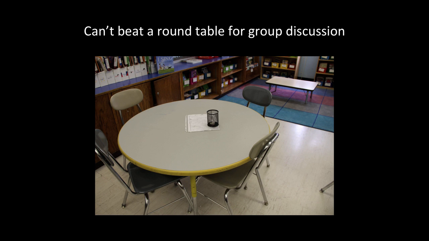Round tables are best for unison reading. They facilitate conversation in the best way. And I wanted to point out in this room, the little table in the back is nice because it brings the noise level down in the back.